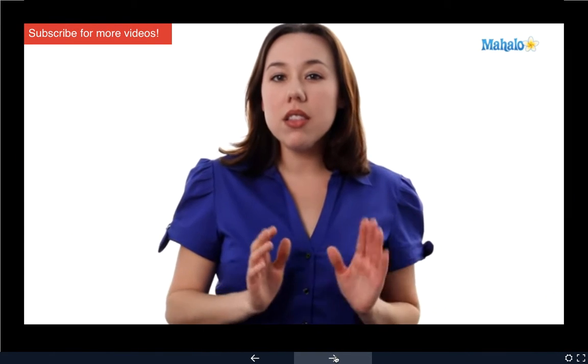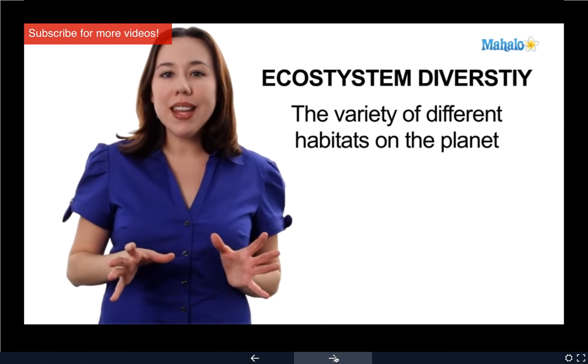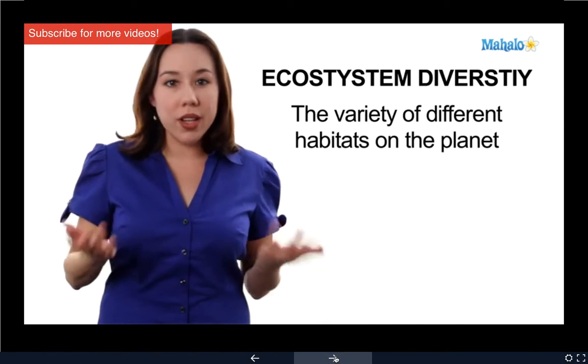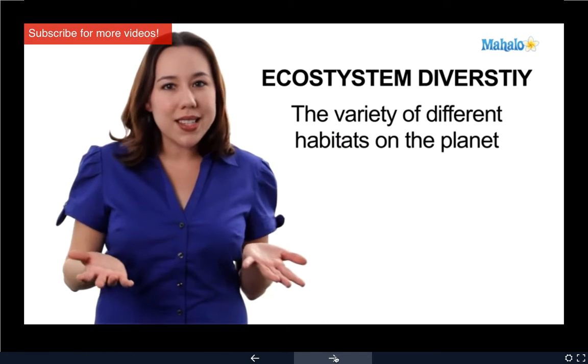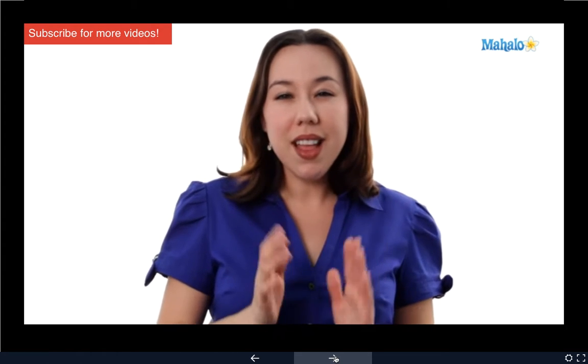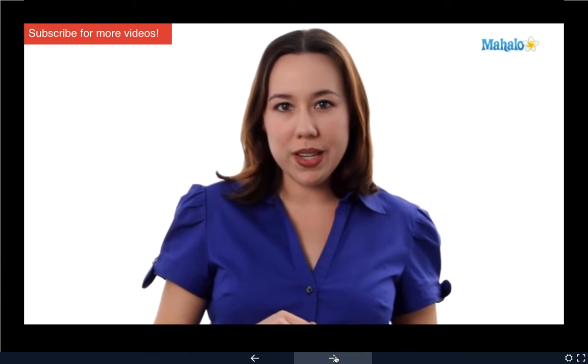And lastly, our largest type of biodiversity is ecosystem diversity. On the planet, you want lots of different types of ecosystems. You don't want just one ecosystem, let's say all grassland. That would only support grassland species. So by having lots of different types of ecosystems, you can support lots of different types of organisms.